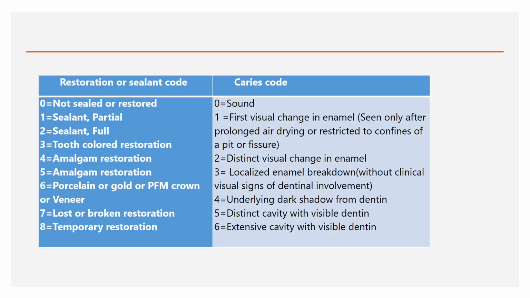Again, along with the restoration or sealant code and the caries code, you can see 0 to 8. According to that, the restoration or sealant code goes 0 to 8, and 0 to 6 is the caries code.